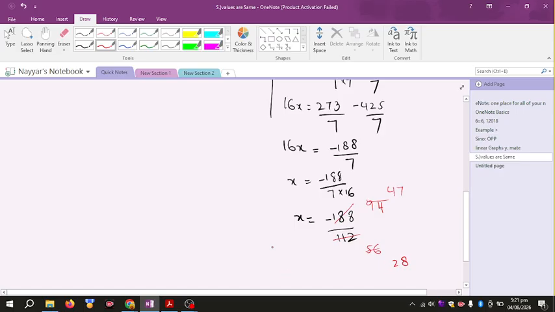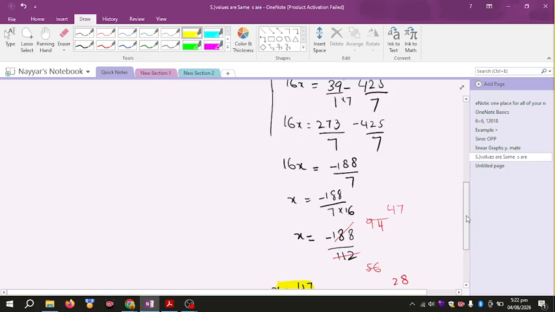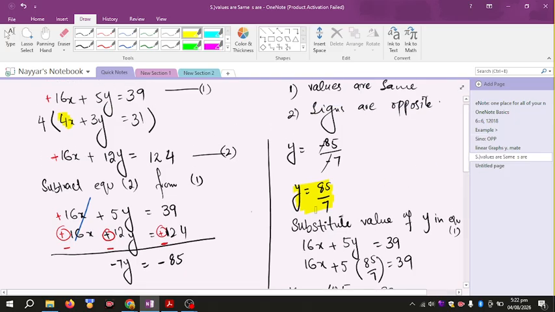Yeah, now we can further simplify, right? So x is equal to 47 by 28. So this is our value of x, and this is our value of y. I hope that this is clear to you.